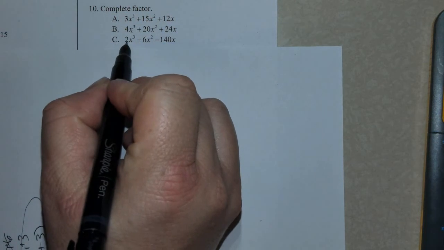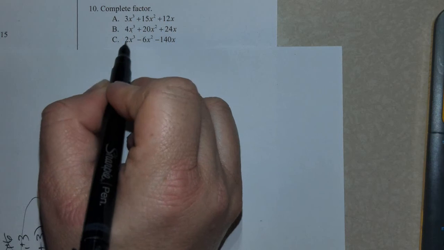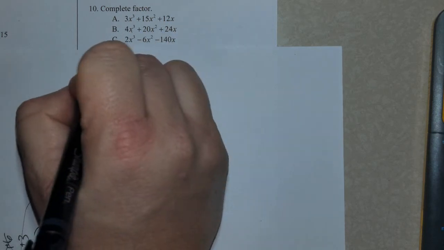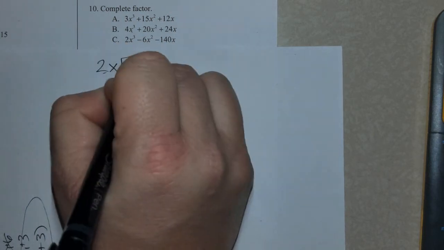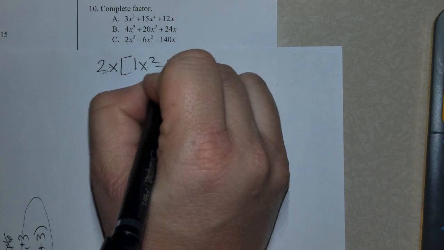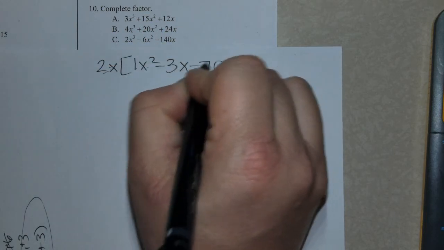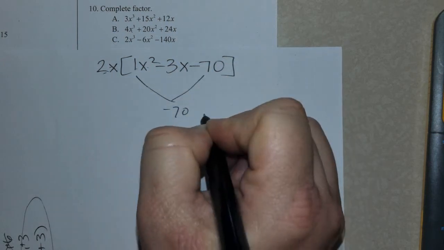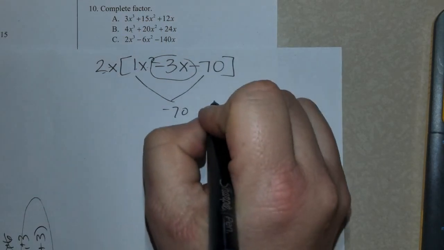Start by asking yourself, is there a factor I can pull out of each term here? The same factors, to start with the smallest number: divisible by 2, divisible by 2, and yes, divisible by 2. I can actually take out a 2x and I'd be left with 1x squared minus 3x, negative 6x squared, minus 70, and I already have an x.